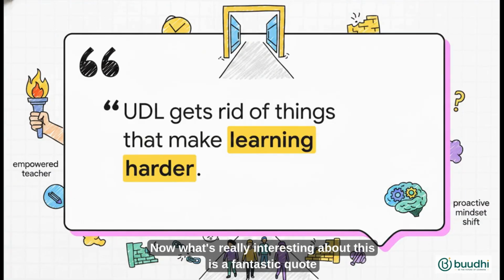Now, what's really interesting about this is a fantastic quote from our Booty source material that hits the nail on the head. It says, "Instead than changing classes if students have trouble, UDL gets rid of things that make learning harder." It's a profound, proactive mindset shift. Empowered teachers who anticipate roadblocks are the absolute foundation of inclusive education.